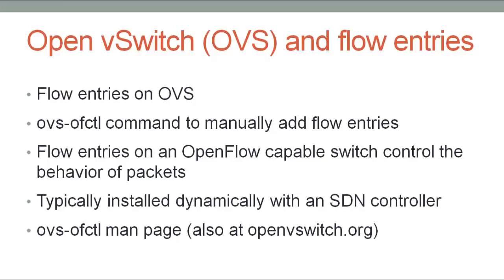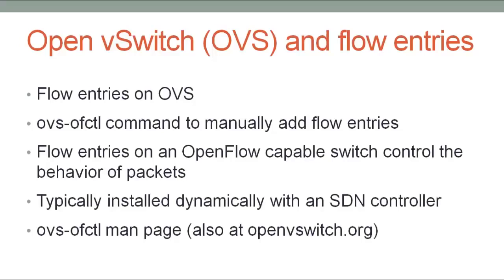In this video, we will look at working with flow entries on Open vSwitch. I'll demonstrate using the ovs-ofctl command to manually add flow entries to OVS. Flow entries on an OpenFlow capable switch like OVS control the behavior of packets arriving at that switch. Flow entries would usually be installed dynamically using an SDN controller. However, installing them manually greatly helps us understand the concepts of flow entries.